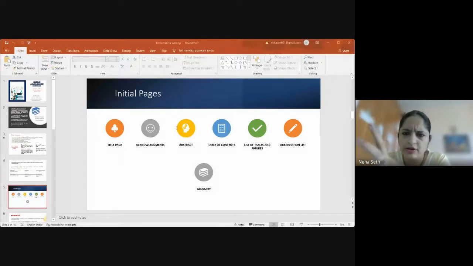Now, it depends upon your department or university, whatever rules are framed by the university in this sense. But the abstract should be a very thoughtful thing. It should be really ideal, because whenever a reader opens any thesis or dissertation, the abstract is something which creates the interest of the reader in reading your thesis or dissertation.